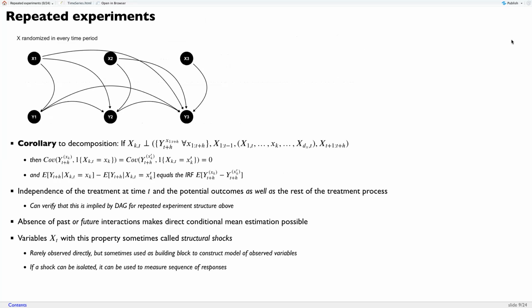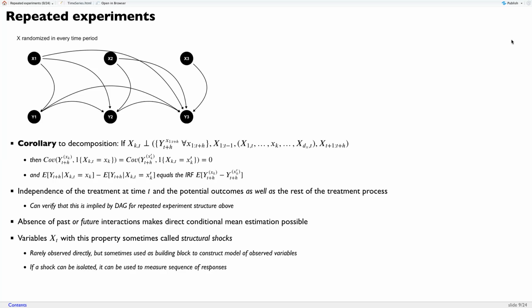So when would that be true? Well, in the presence of a repeated experiment, where each period x is assigned with no incoming arrows, so it's randomly assigned. Corollary to that, if xkt is independent of the potential outcomes in all periods and all treatments, past, future, and other values of the treatment aside from xk in the present. So this is exactly when each period you have a randomized trial, independent of all previous randomized trials, then this covariance will be 0.